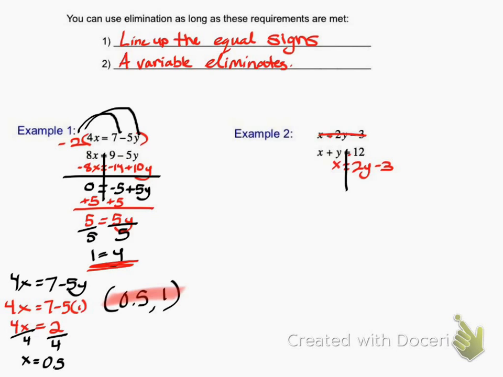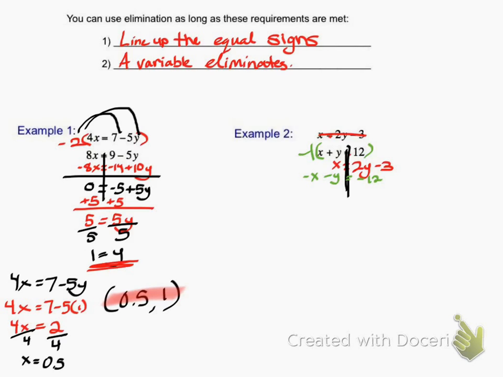In example 2, I've already lined up the equal signs, but I need to check for requirement number 2, that a variable eliminates. Again, if I add everything on the left, I will get 2 x's and a y. So the x's will still be there, and the y's will still be there. So I don't even need to look to the right-hand side to see that this is not going to eliminate. So before I start this problem, I'm simply going to change the top equation by multiplying it by negative 1. Because then I have an x and I have a negative x, and they will eliminate.